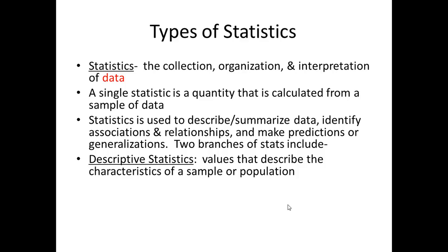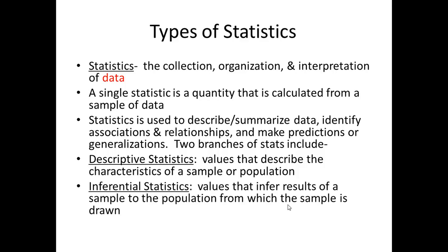Descriptive statistics tells you characteristics of your sample or population. Every study that's done will always describe the group or the sample that has been measured. That way you'll know if a published study sample represents the group that you want to study. Inferential statistics are values that infer the results of a sample to the whole population from which the sample is drawn.